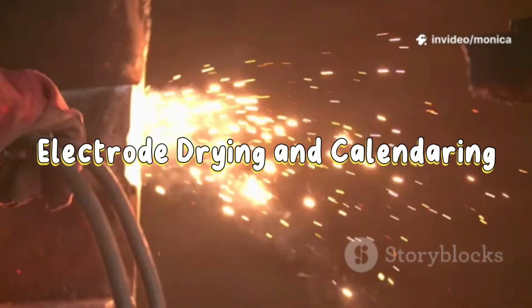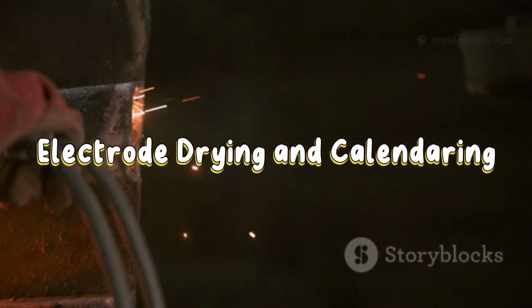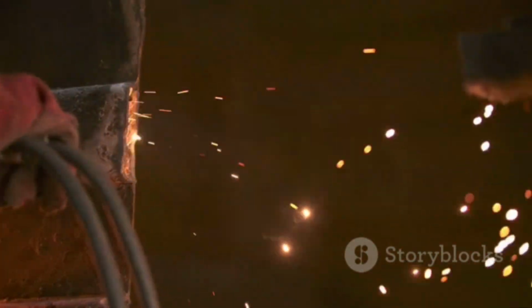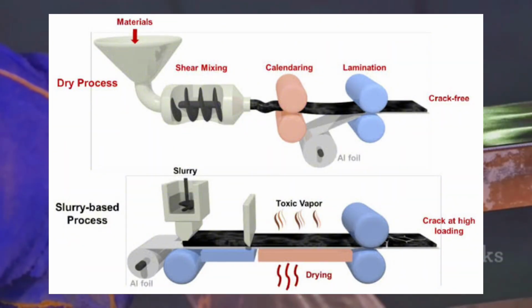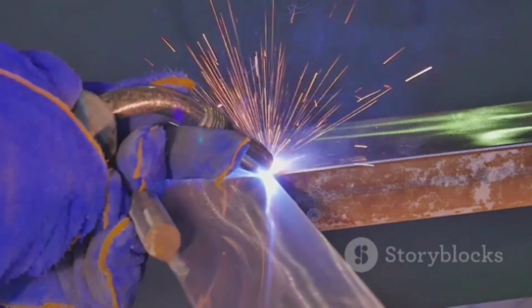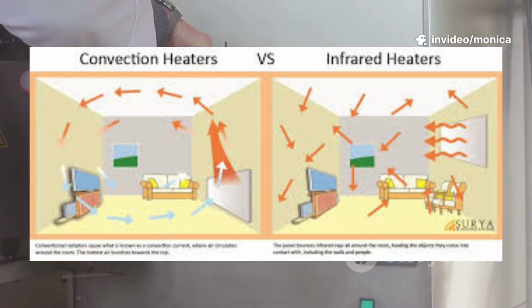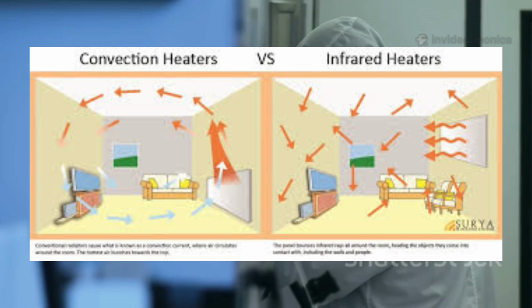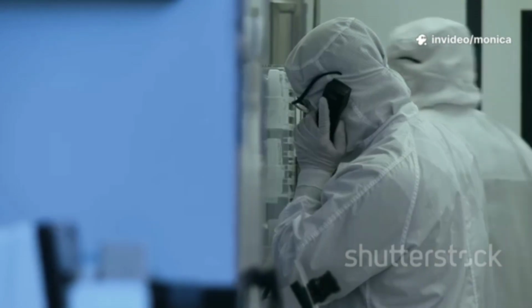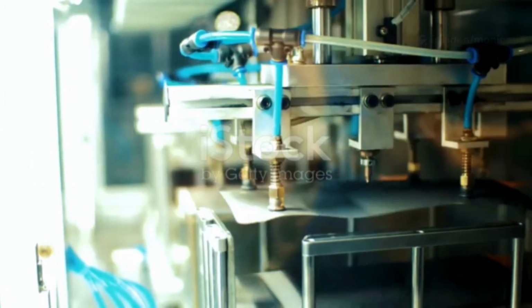Electrode drying and calendaring. After coating, the electrodes go through the drying process to remove the solvent and binders. The drying process can be done through various methods such as convection ovens or infrared heating. Once dried, the electrodes undergo calendaring, which involves compressing the electrodes to improve their density and adhesion.